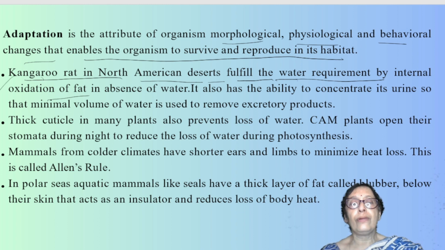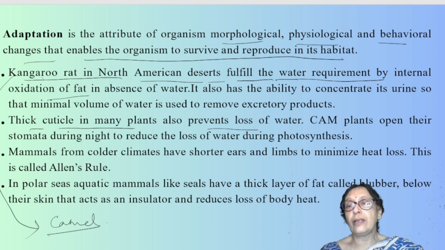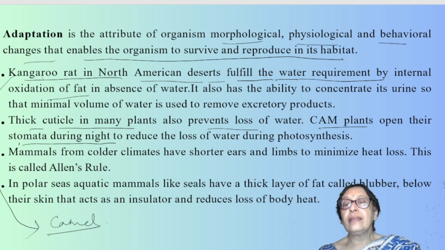The same thing is also found in the case of the camel. They can travel a long distance without drinking water. Another adaptation is a thick cuticle in many plants, which prevents loss of water. This is very common in cactus and desert plants. The CAM plants have a different mechanism: since they try to conserve water, the stomata are always closed during daytime. The stomata are open during night, and they have a different mechanism to utilize carbon dioxide for photosynthesis, at the same time reducing the loss of water.